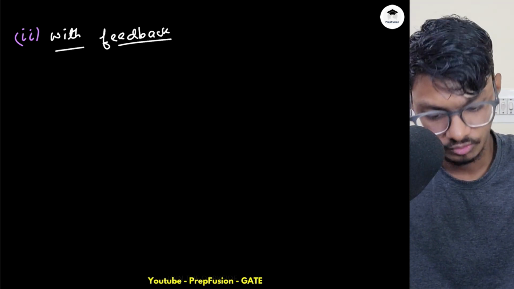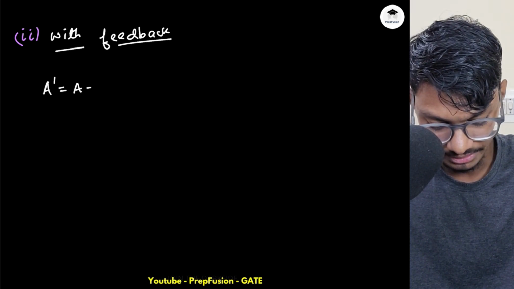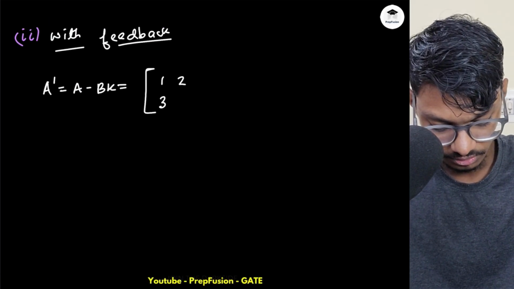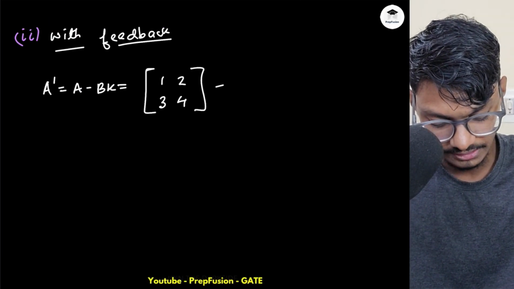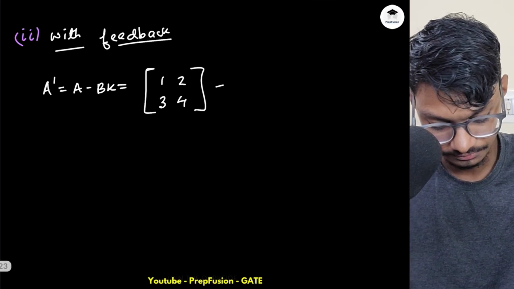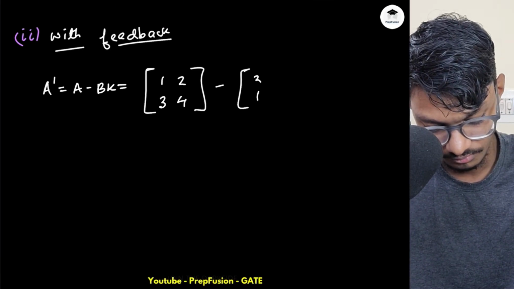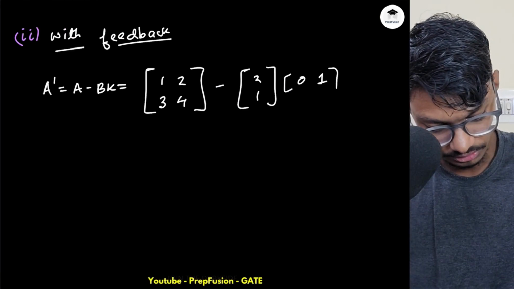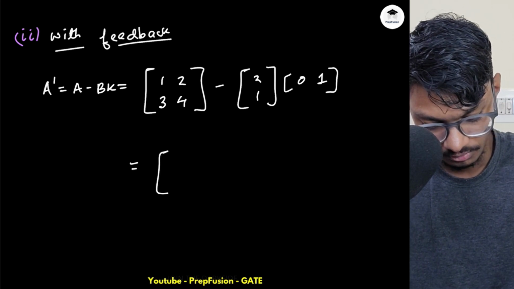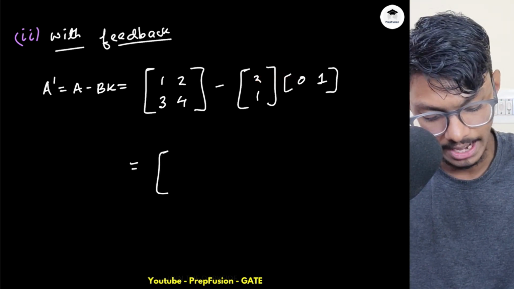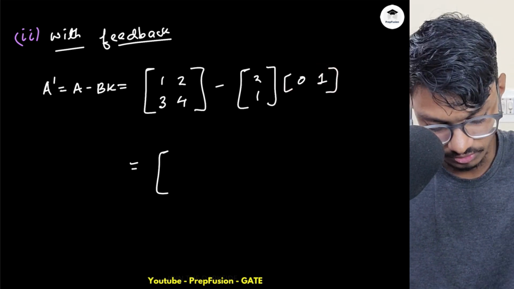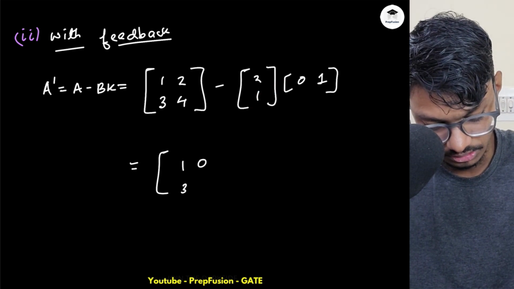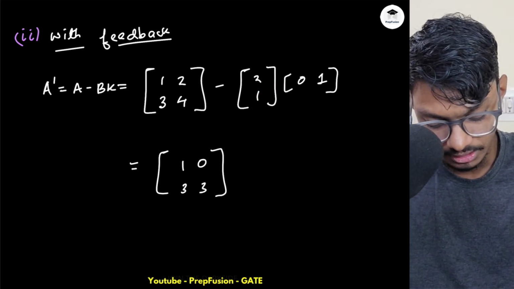My system matrix becomes what? System matrix A dash becomes A minus BK. So A is basically [1 2; 3 4], and B is basically [2; 1], and K is [0 1]. So this will become, first row 1 0, and second row 3 3. Okay, so this will be my new system matrix.